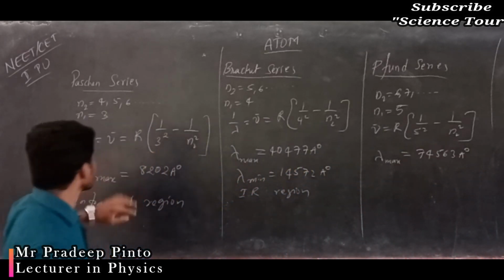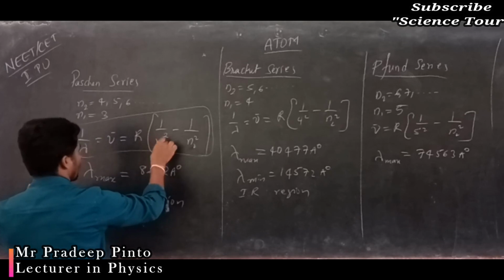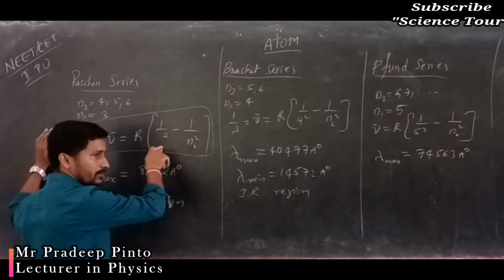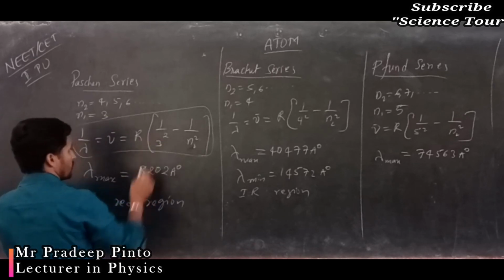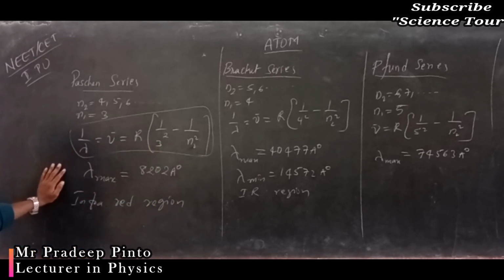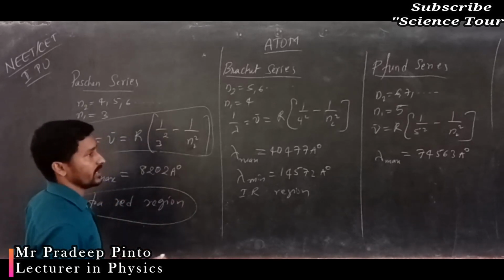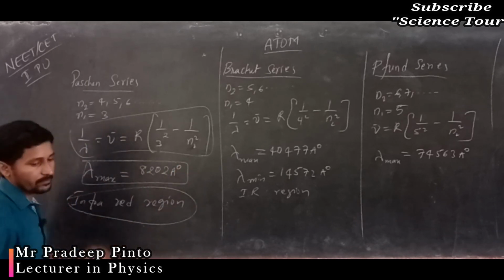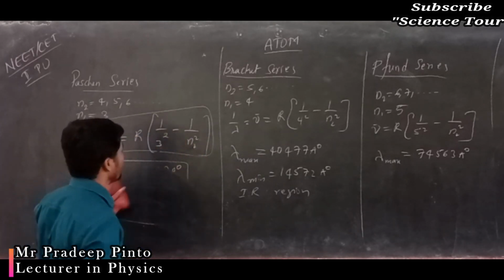So for the Paschen series, we already know the formula. Here n1 is the first order, and here n2 the second order we are going to put. So for Lyman n1 is 1, for Balmer n1 is 2, for the Paschen series n1 is 3, meaning from any higher order it jumps to the third order, and it emits a series that will be in the infrared region, detected by Paschen. And lambda maximum means what? The immediate jump is lambda maximum, and the infinity jump is lambda minimum.